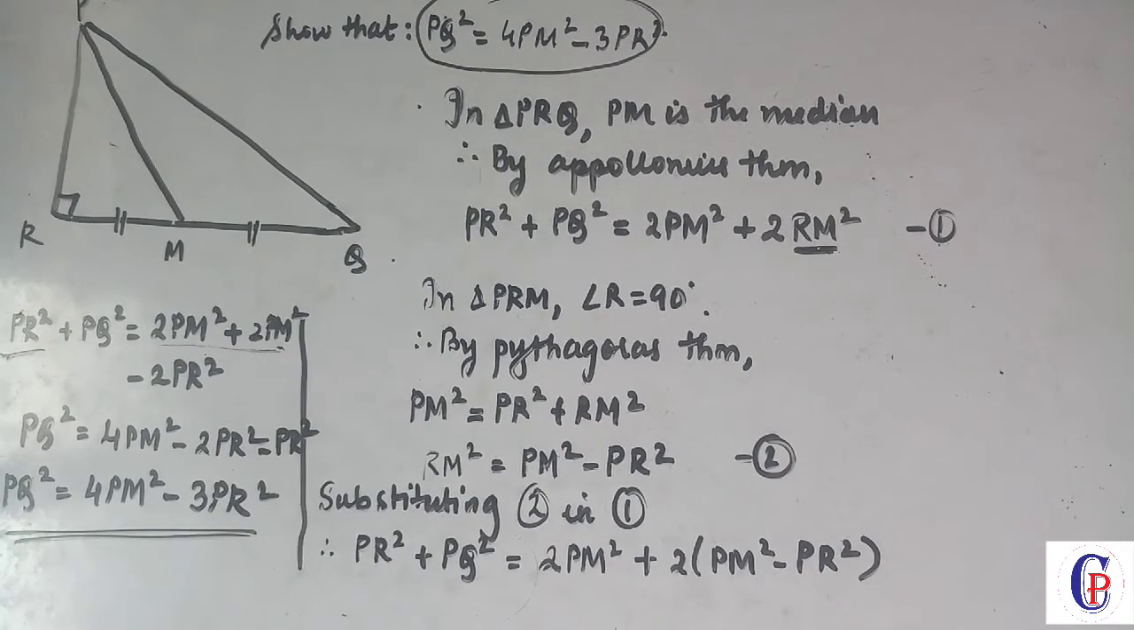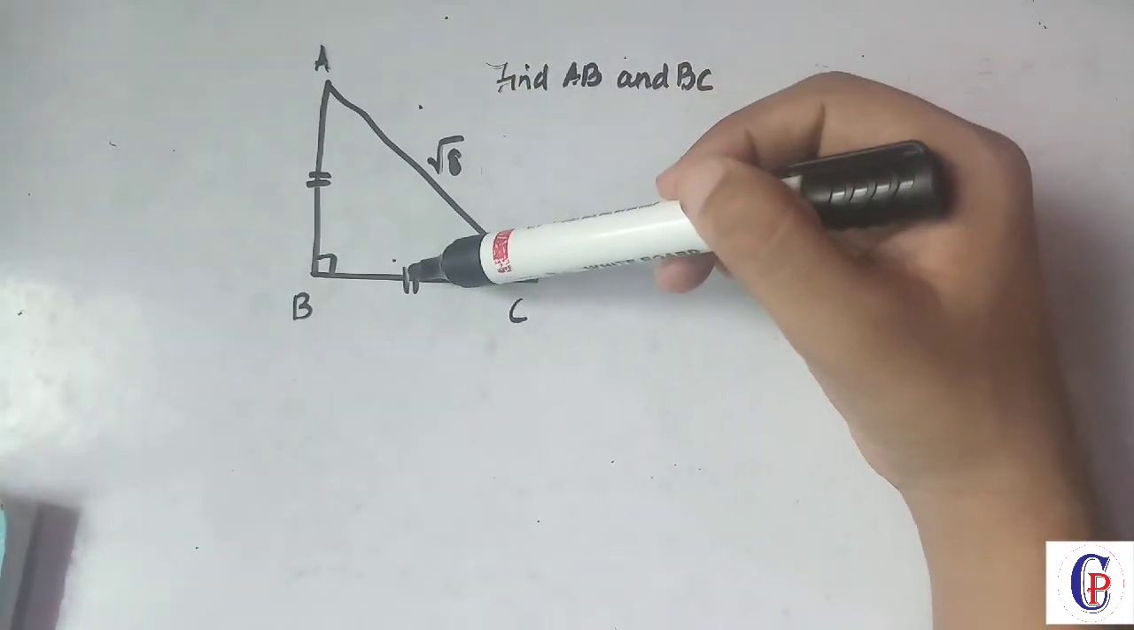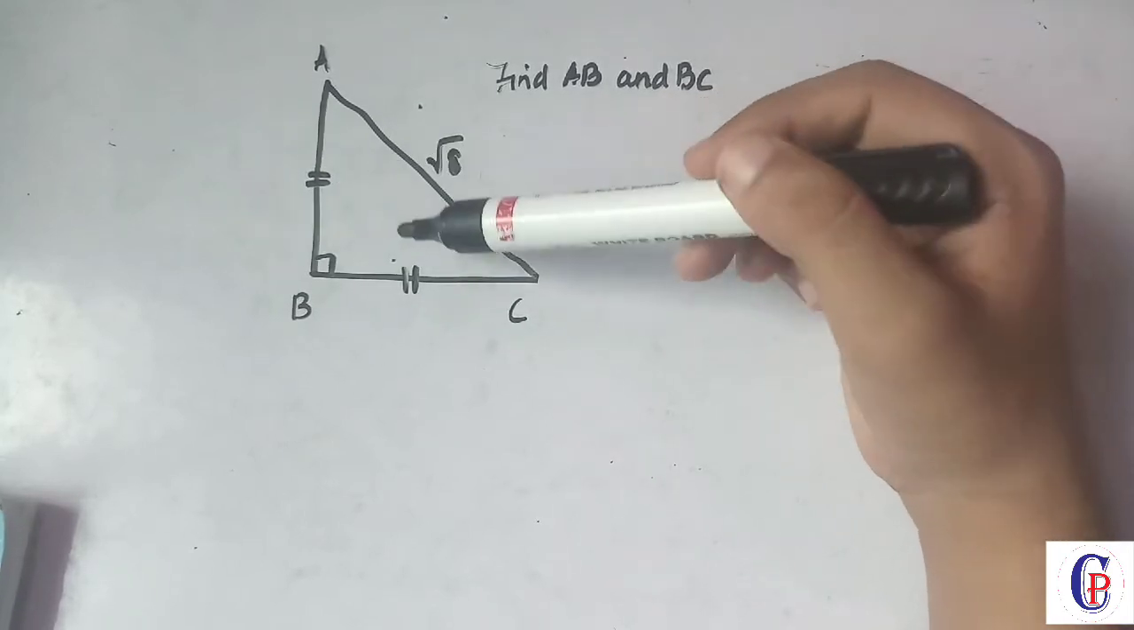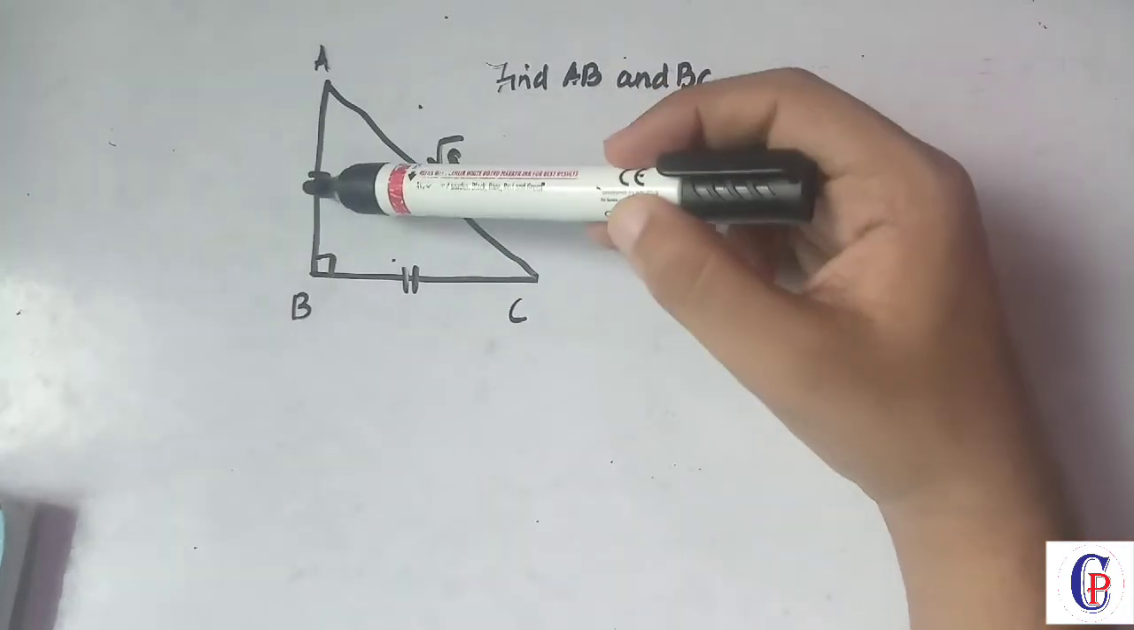Now I will discuss one more small sum and then we will end this class. So this is the question. It says that in this triangle ABC, angle B is 90 degrees and also AB and BC are equal. So what type of triangle is it? When two sides are equal, we can say that it is an isosceles triangle. And what is the isosceles triangle property? The angles opposite to the equal sides are equal.